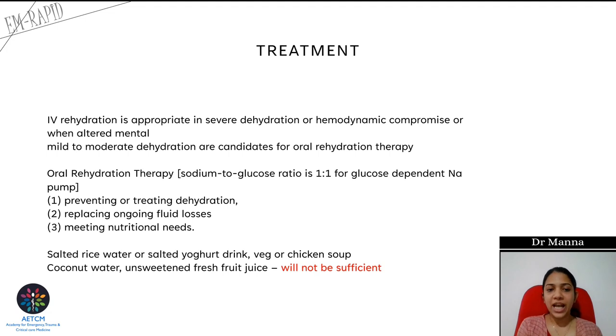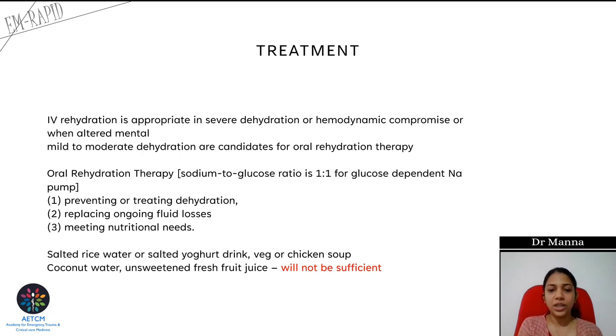So we can either prepare an ORS solution. At home, we can get an ORS sachet and mix it with water and give it to the child. Or at home, we can prepare ORS solution, which can be prepared and kept in a bottle. Either we can prepare it in a 1 liter bottle, or we can prepare it in one glass. If we are preparing it in one glass, we will be adding 1 teaspoon of glucose with 1 pinch of salt, and then giving it to the child. Or we can prepare 1 liter, and if we are keeping it, we should use it within 24 hours. Otherwise, it will get contaminated.